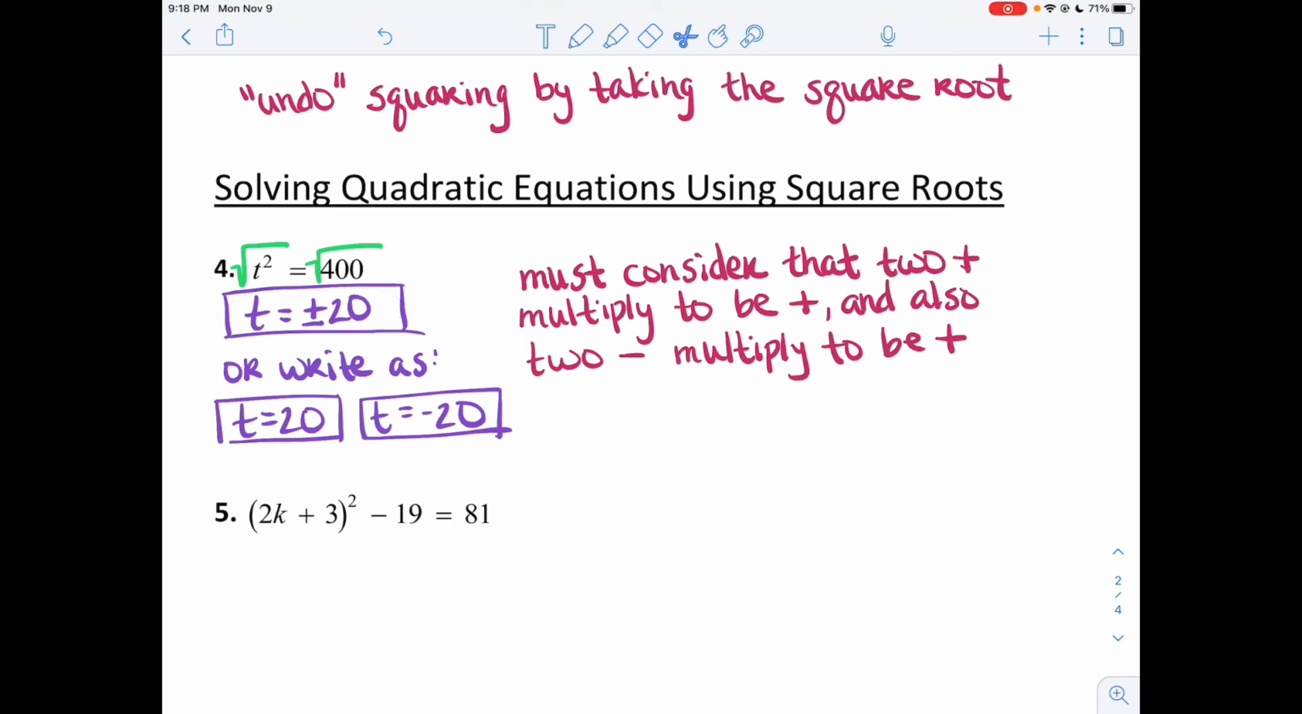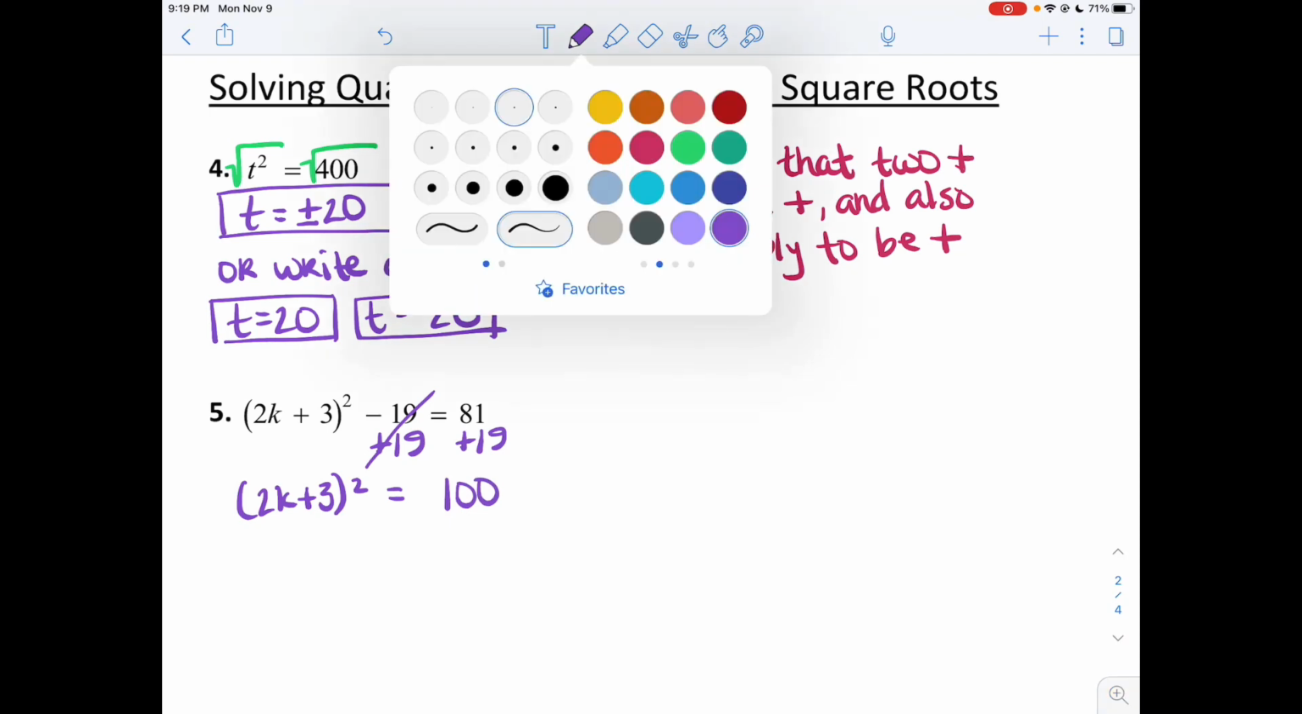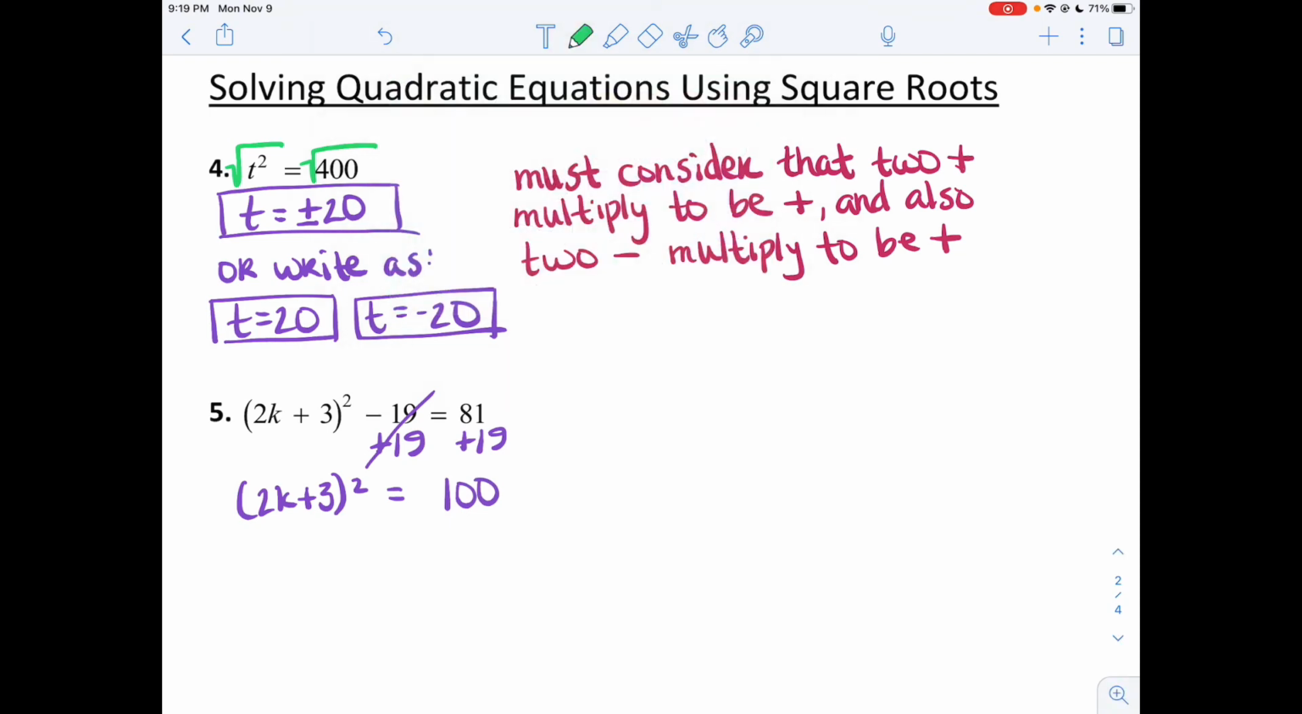Now let's take a look at this next example. What I want to do is go ahead and move this negative 19 over to the other side, because I want just something squared on one side and all of my numbers on the other side. So I'm going to add 19 to both sides in order to move that to the right. So I'll be left with 2k plus 3 in parentheses, and then that whole thing is squared, and that's going to equal 100. So now I'm ready to go ahead and do square roots again.